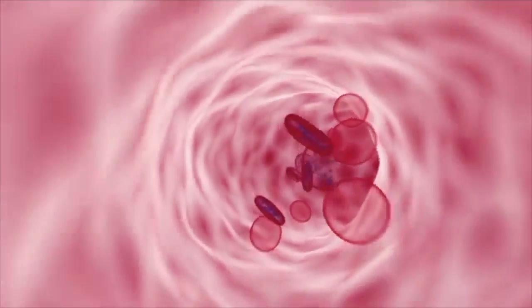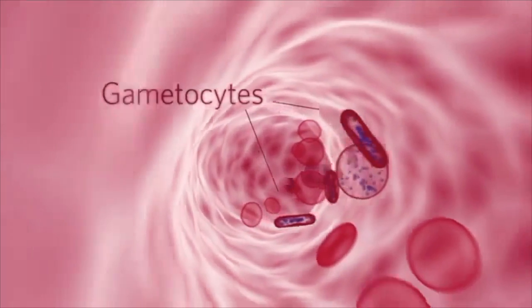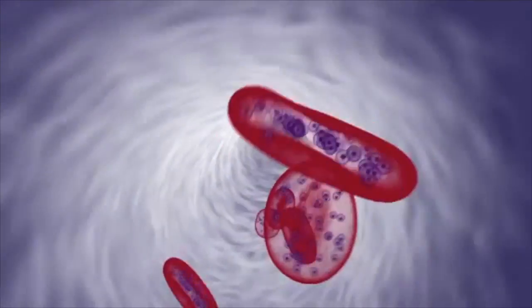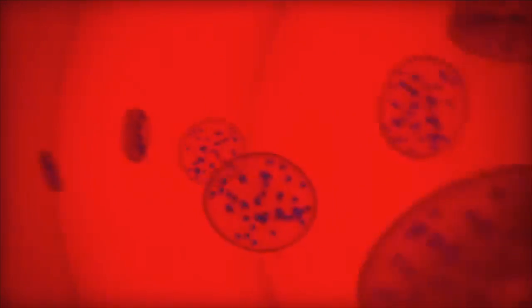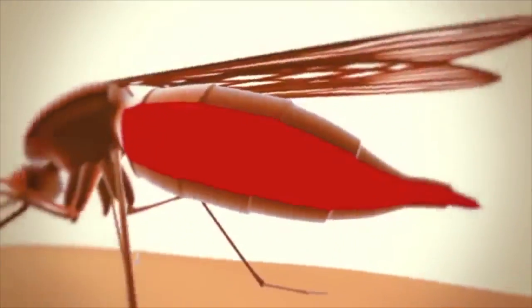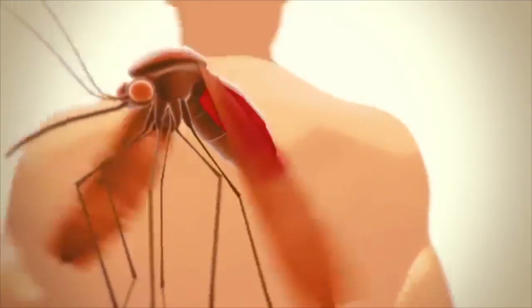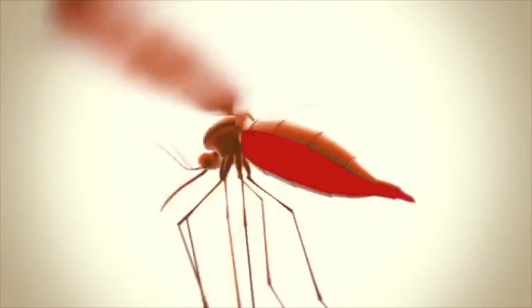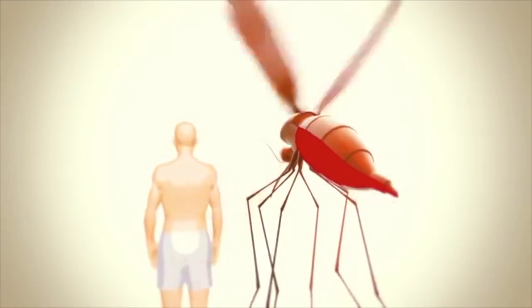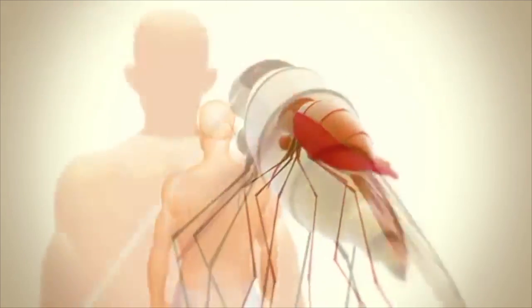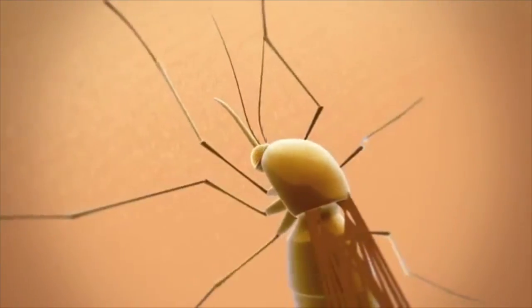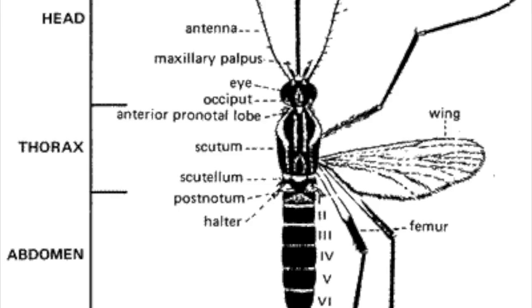A few of the infected cells develop into gametocytes, which can remain in the bloodstream for several days and may be ingested by another mosquito during a subsequent feeding. Inside the mosquito, the gametocytes develop into new sporozoites. So now the human has infected the mosquito. The life cycle comes full circle and continues.